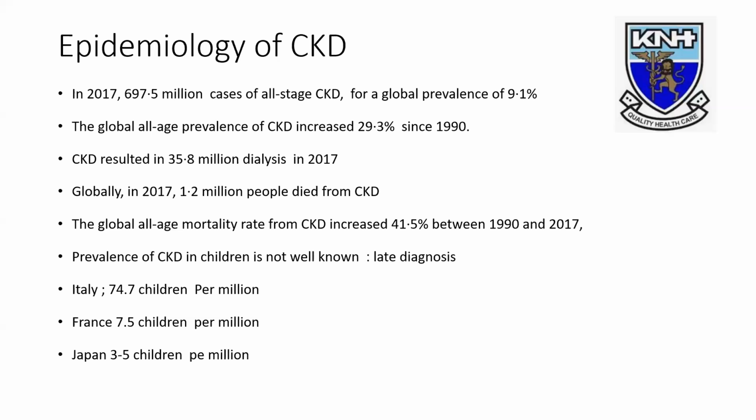As I said, the prevalence of chronic kidney disease in children is not well known because of late diagnosis. In some countries like Italy, there are 74.5 children per million of the population; France, 7.5 children per million; Japan, 3 to 5 children per million. So the incidence of chronic kidney disease in children is not well known all over the world, not even in Africa.